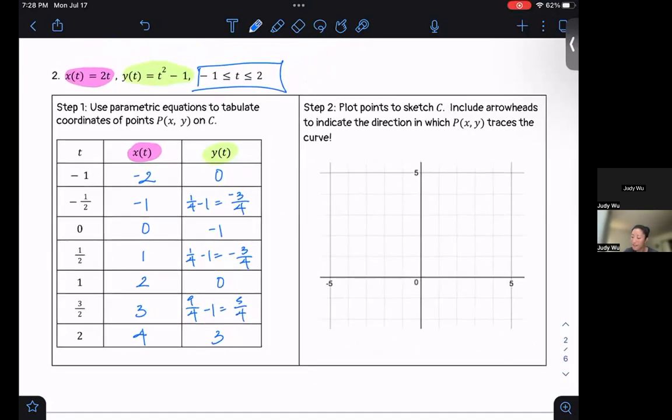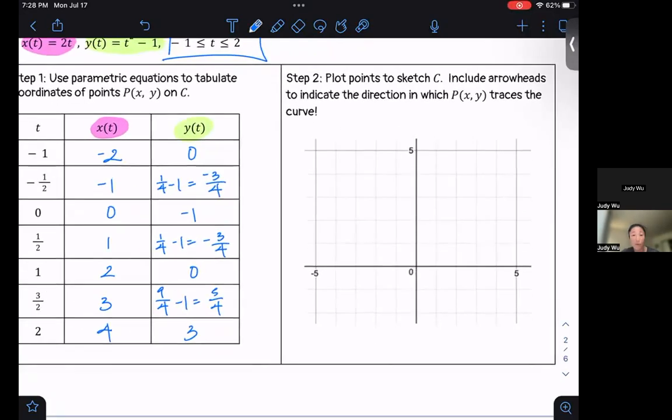Okay, so a good exercise in mental math and practicing that. And now we're going to go ahead and plot our xy pairs. So -2, 0, -1 and -3/4, 0, -1, 1 and 3/4, 2, 0, 3, 1 and 1/4, and 4, 3.